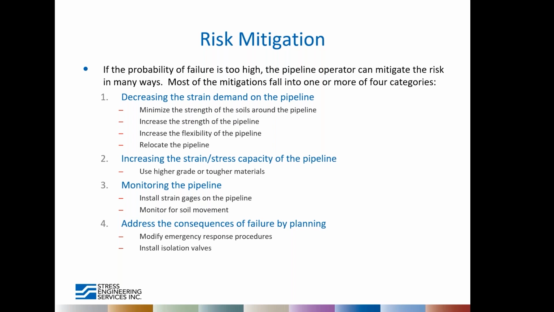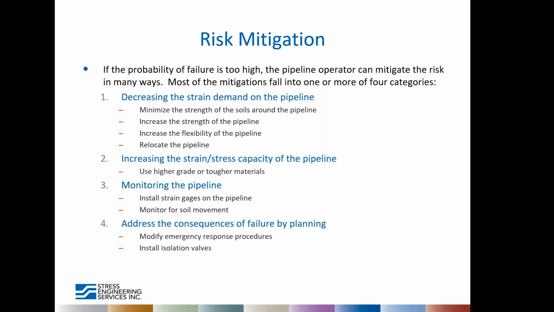However, if you've already installed and you're dealing with a pipeline that's already in place, you might still be able to do this by basically excavating the pipe in the area of concern and using a different backfill so you can minimize the strength of the soil in that area. The second is to increase the strain and stress capacity of the pipeline using a higher grade or tougher materials.